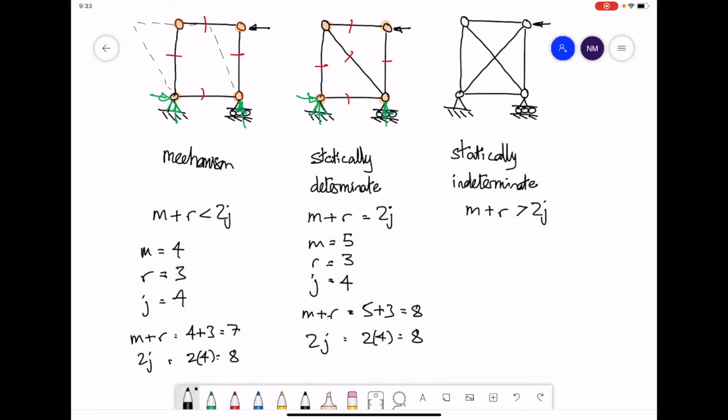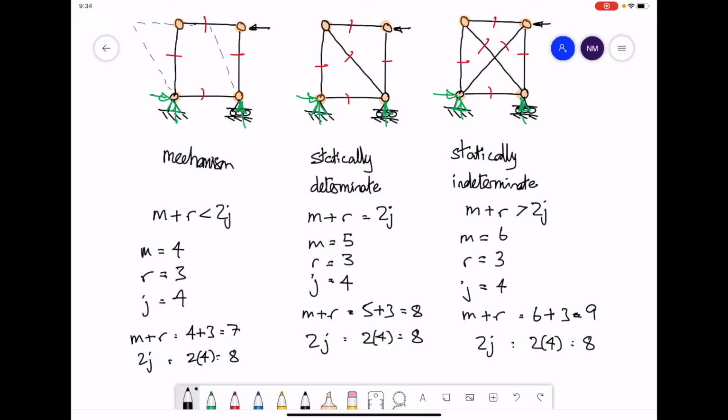In the last case, statically indeterminate, M, R and J. Number of members we have, 1, 2, 3, 4, 5, 6. Number of reaction forces, fixed is 2, a roller is 1, giving us a total of 3. Number of joints, 1, 2, 3, 4. M plus R is 6 plus 3, giving you 9. 2J is 2 times 4, gives you 8. 9 is greater than 8. M plus R is greater than 2J, therefore a statically indeterminate structure.